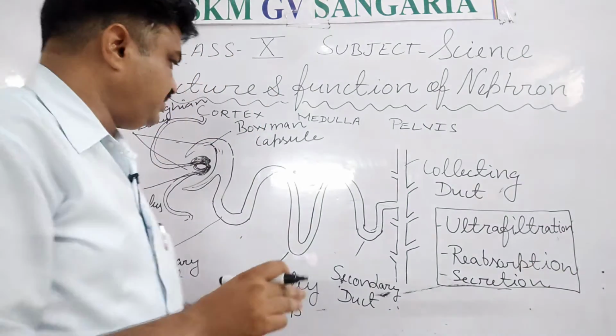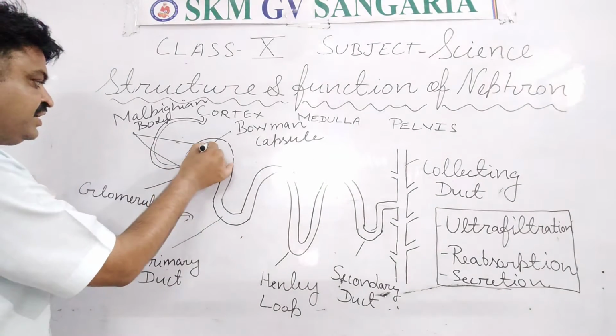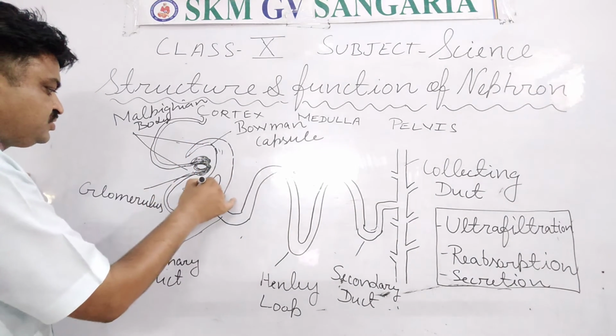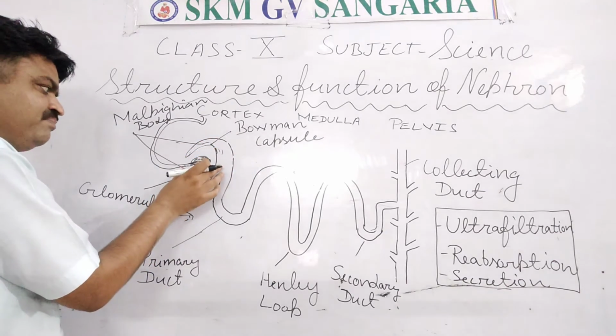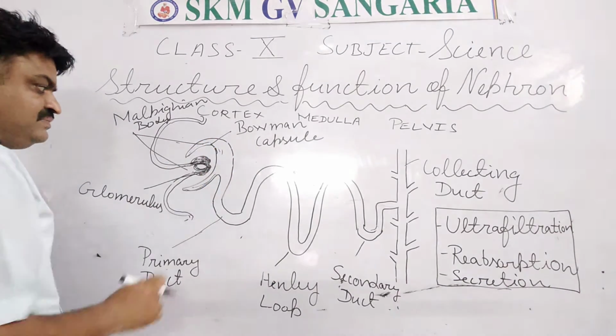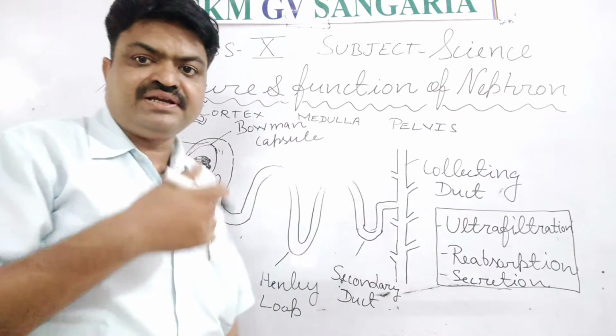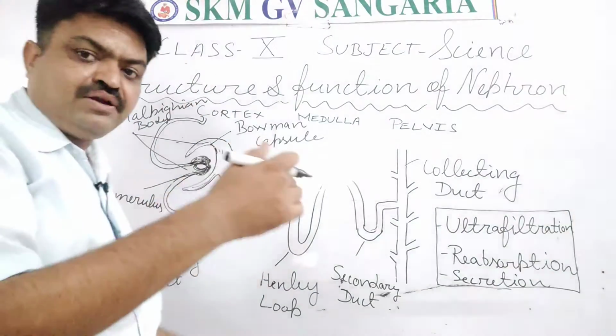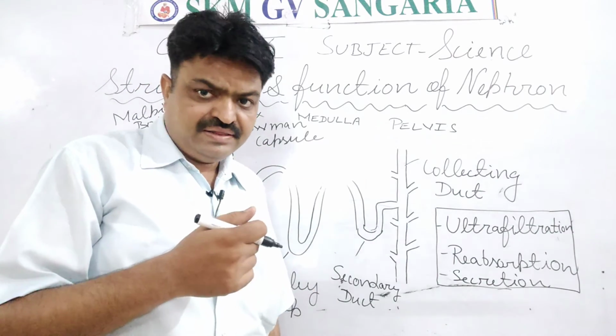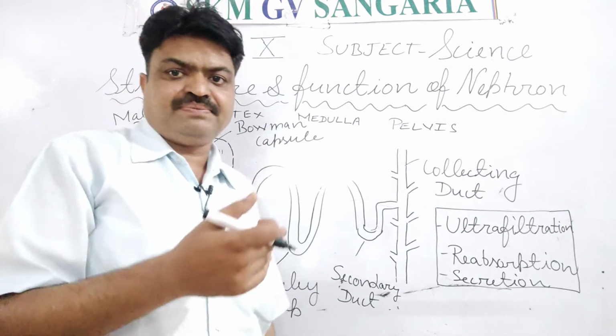Like the first part, this part is known as the Malpighian body, student. It is the Malpighian body. And inside the Malpighian body, biological filtration takes place. This Malpighian body works as a biological filter, and in it the filtration takes place.